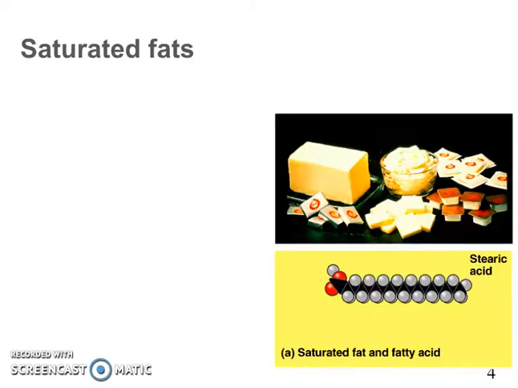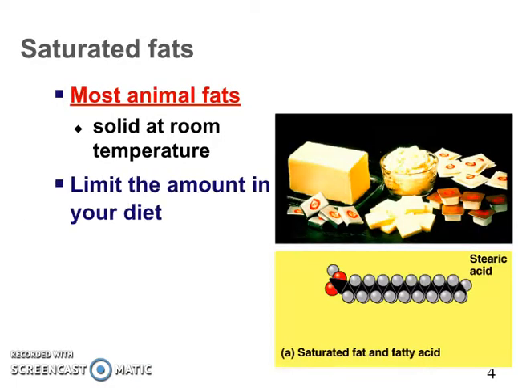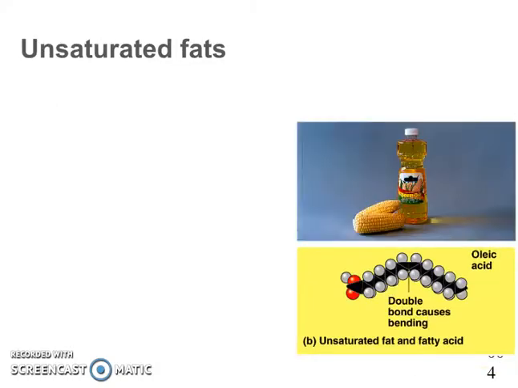You have saturated, which are straight chain. So notice how that's like a straight line. And these are found mainly in animal fats, and they tend to be solid at room temperature. And that's because they can stack on top of each other. And usually we say you should limit the amount of these in your diet.